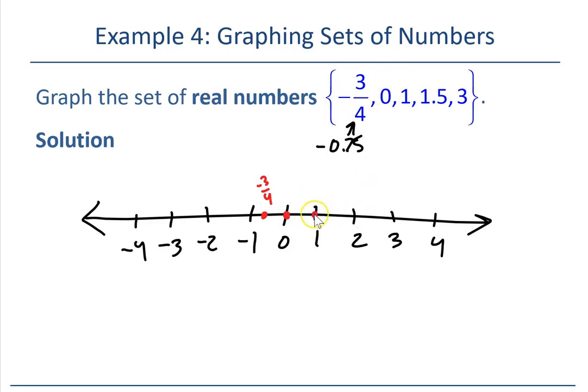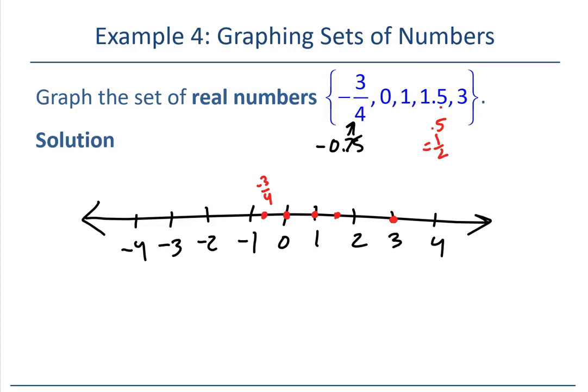1, that one's pretty easy. That's there. 1.5, remember 0.5 equals 1/2. So we know where the 1/2 is. We're just going to go right here and go to 1/2. And then we've got 3, and it goes to right there. Straightforward and simple. Don't make it hard on yourself. Just kind of match up the numbers where they're supposed to go.